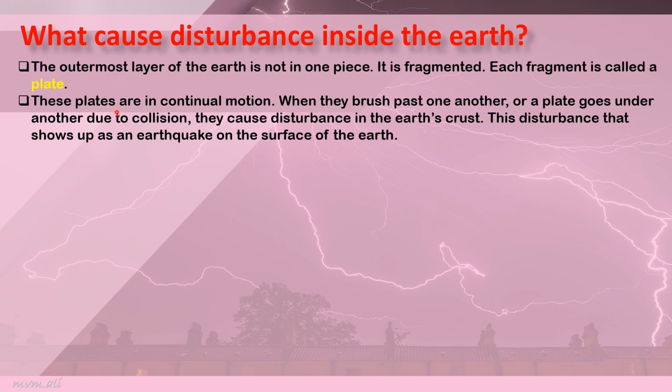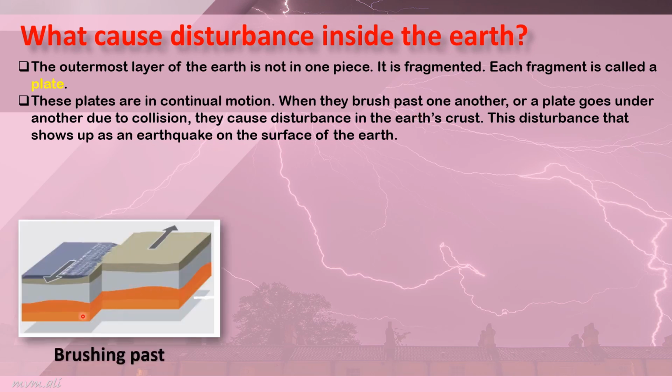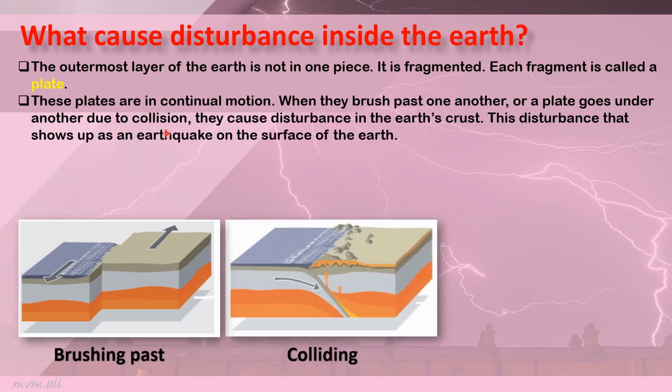And these plates are in continual motion. When they brush past one another, there will be a shaking. Clear? If two plates are brushing past one another, then there will be a shaking. Second possibility, a plate goes under another due to collision. So here you can see two plates are colliding with each other and one plate has gone under the other. So during that time also there will be a disturbance, and this disturbance shows up as an earthquake on the surface of the earth.